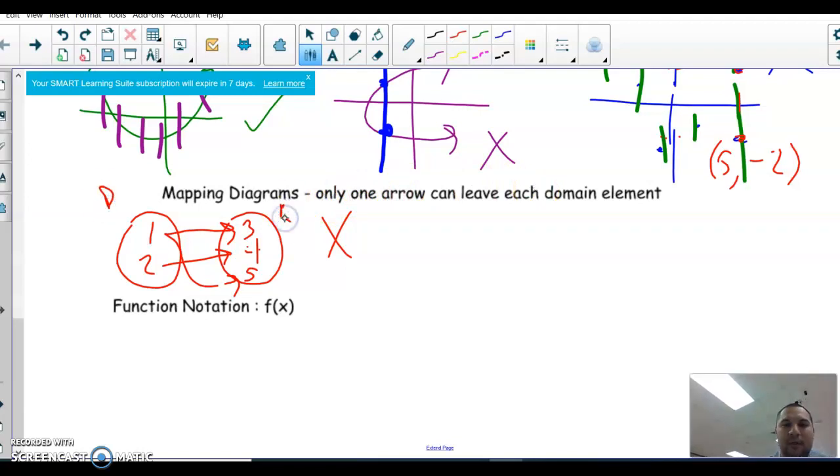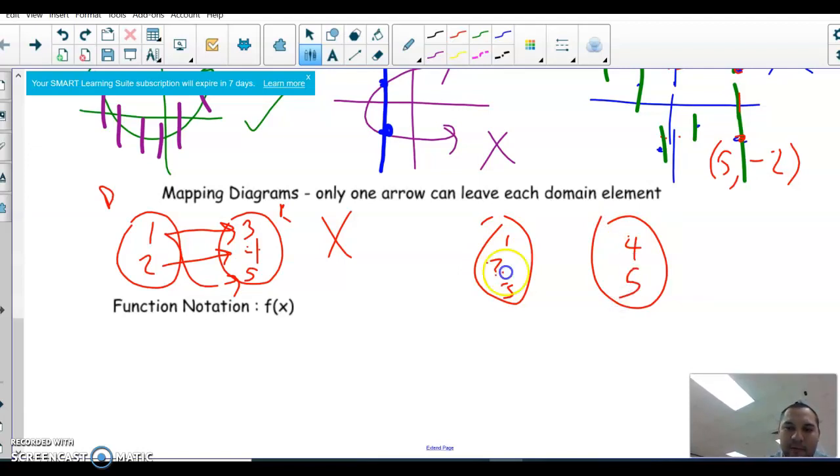And the range is over here. Say we had it the other way. 1, 2, 3, 4, 5. So 1 goes to the 4 only. The 2 goes to the 5 only. And the 3 also goes to the 5. This is a function. And remember, our definition is for every x, it can only go to one y. 3 only goes to the 5. 2 also goes to the 5, but the 2 only goes to the 5. So this one is a function.